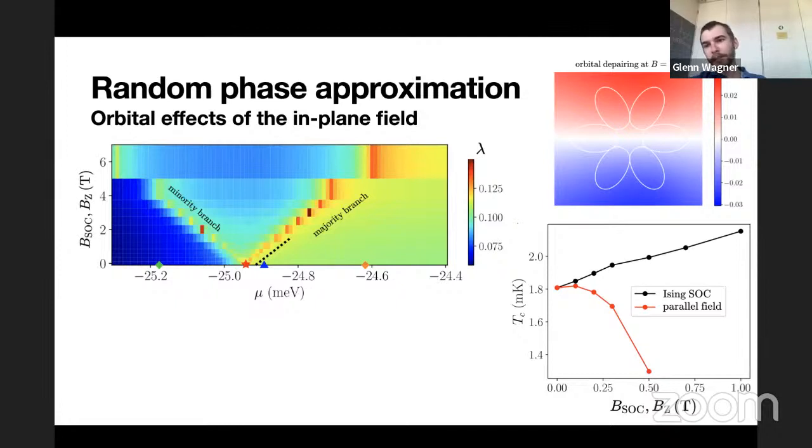They're quite weak, but they're still strong enough because these energy scales are quite small. These weak orbital effects are still strong enough to destroy the superconductor eventually. So all these experiments are done in in-plane field. For out-of-plane field, there's no superconductivity seen in experiments. I see. Thank you.